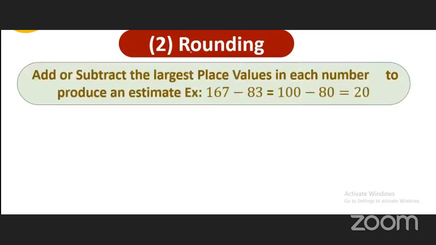Second one is called rounding. How can we make rounding for mental math? Look, also add or subtract the largest place value in each number to produce an estimate. For example, here 167 minus 83. The largest here is 100 and here 80. 100 minus 80 equals 20.